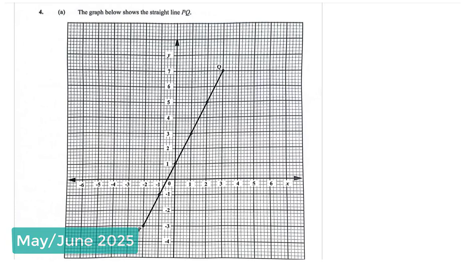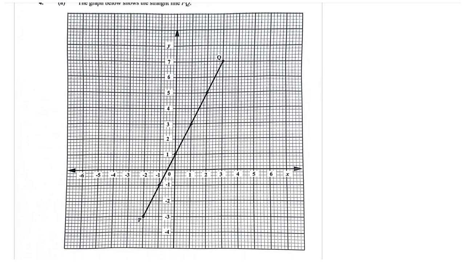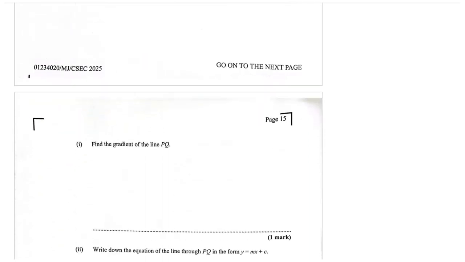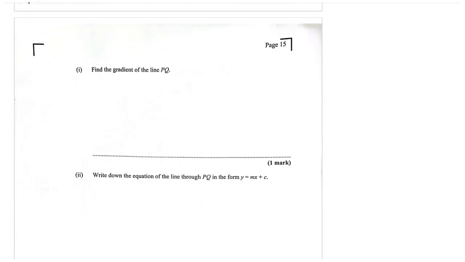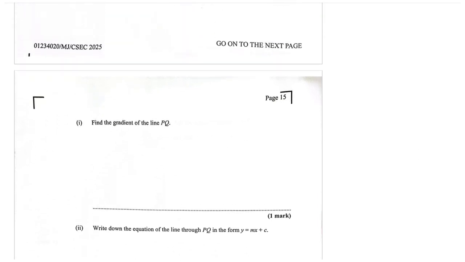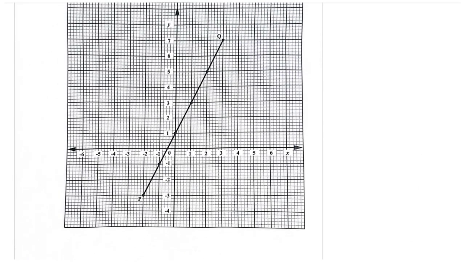The graph below shows the straight line PQ. So we have the line PQ on the graph. Now let's look at what they're asking us to find. It says find the gradient of the line PQ. Now let's go back to the graph.